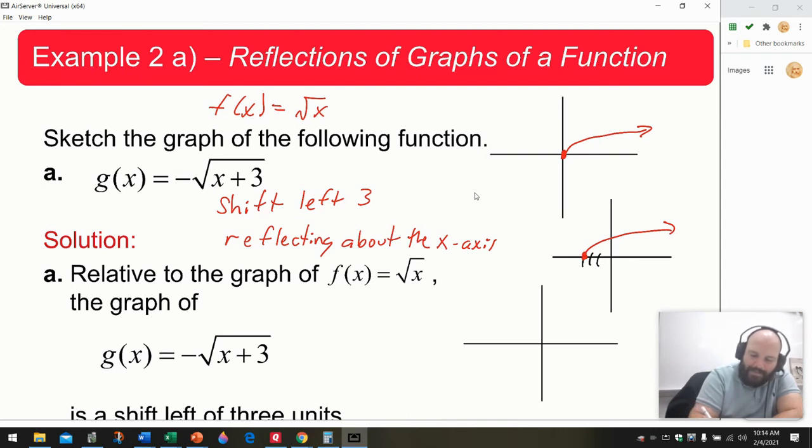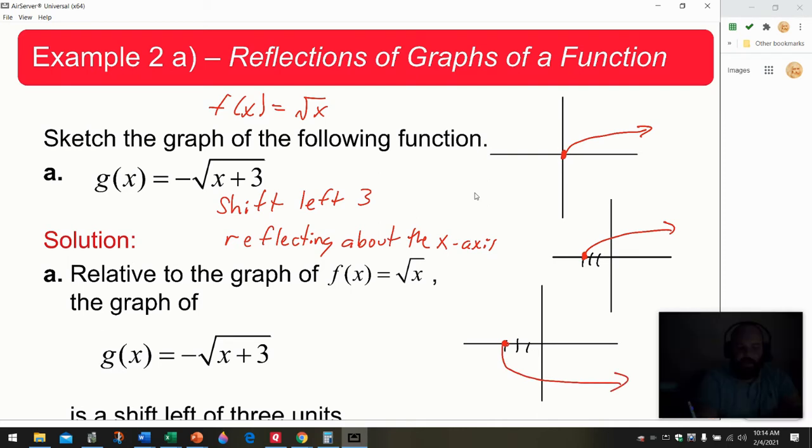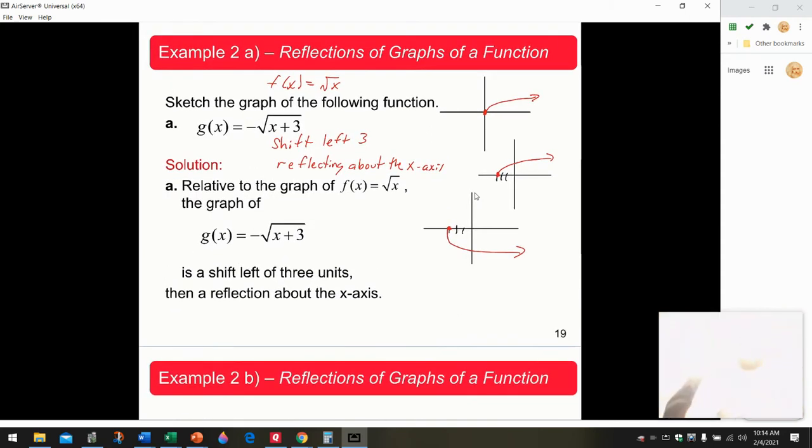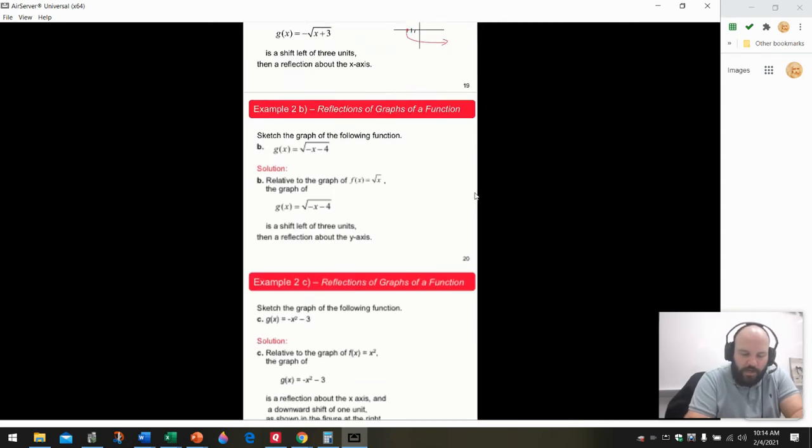About the x-axis. So what's going to happen is that whole graph is going to flip down, and it's going to look like that. There's your reflection. Okay, and if we were to check the graph, I don't have a graph for that, but that's what it would look like if you graphed it on your graphing calculator. Okay, so we're going to try another one.